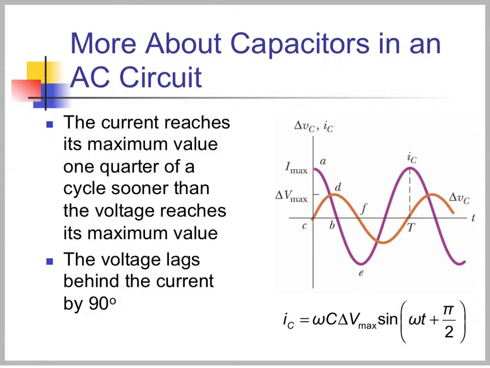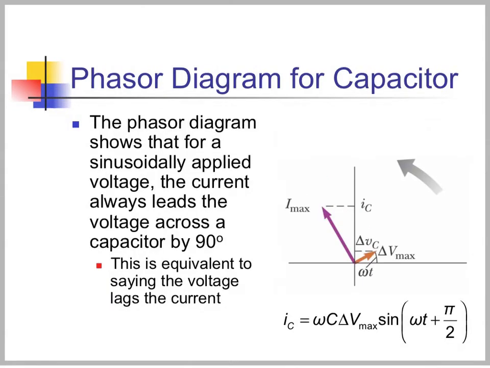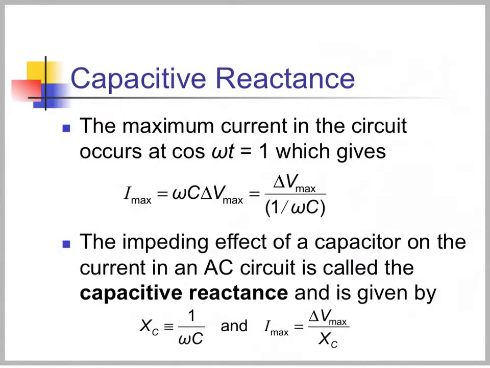So the phasor diagram then shows that for a sinusoidally applied voltage, the current always is ahead by 90 degrees of the voltage across the capacitor. It's equivalent to saying the voltage lags the current. The maximum current in the circuit occurs when cosine omega t is equal to 1, which gives I max is omega C delta V max, or delta V over 1 over omega C.